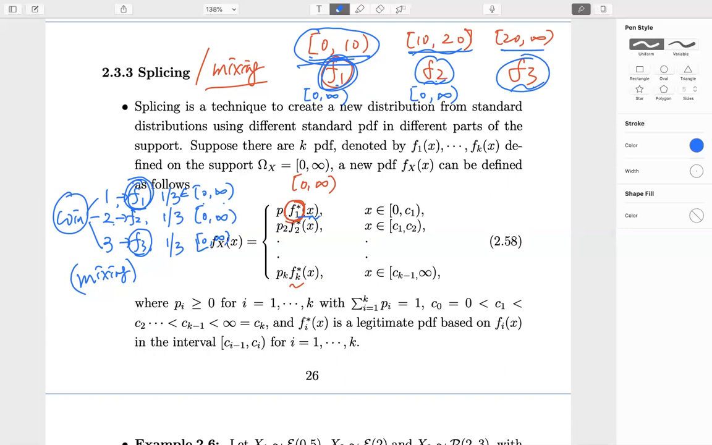Although there is something inside that you can connect them, and that is the expectation. Sometimes they can be the same for mixing and splicing, in certain cases.